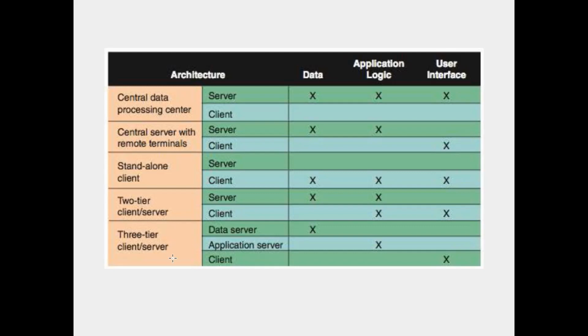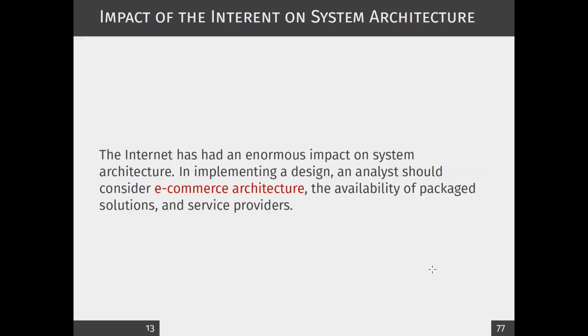Last one, we call it 3-tier client-server architecture. Usually we have a data server which actually stores the data, an application server where the application logic is presented, and finally the user interface on the client side. So these are some of the architectural choices you can make depending on your requirements.